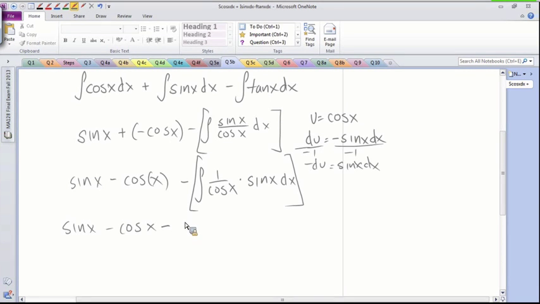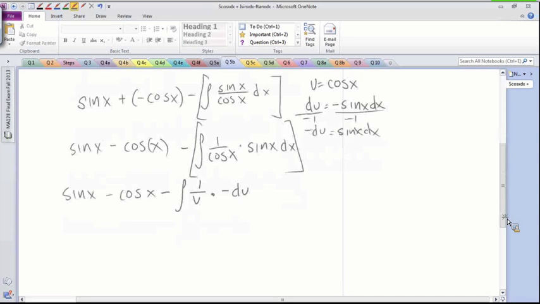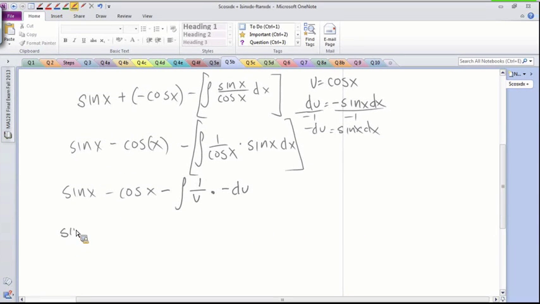So now I can write this integral in terms of u. I can say this is 1 over u times negative du. Now negative 1 times du, it's a coefficient, so I can move that to the front. So this will actually be positive integral of 1 over u du. And what do we know about the integral of 1 over u du? It's a special integral, and the integral of that is equal to ln absolute value of u.